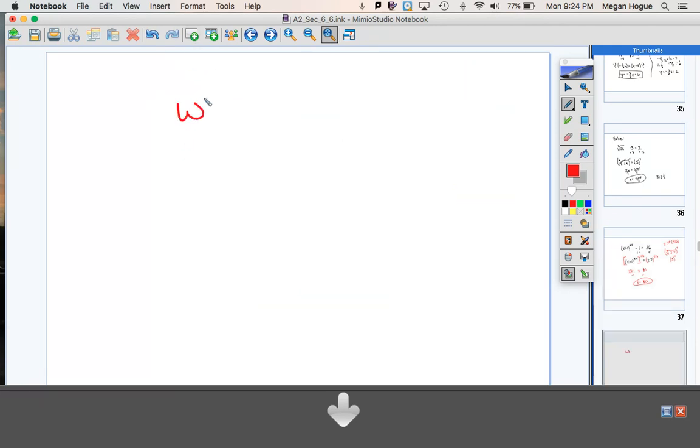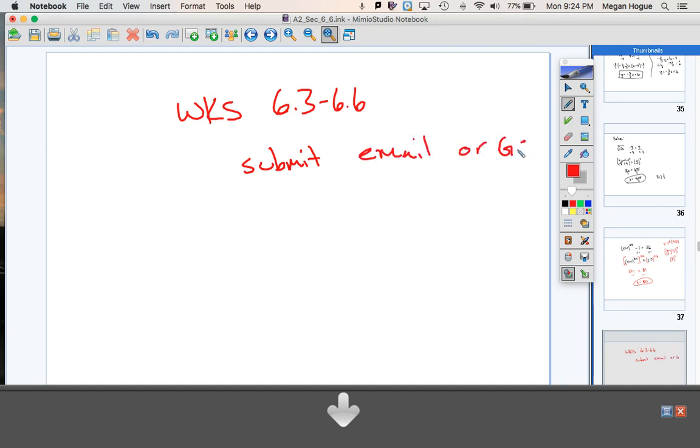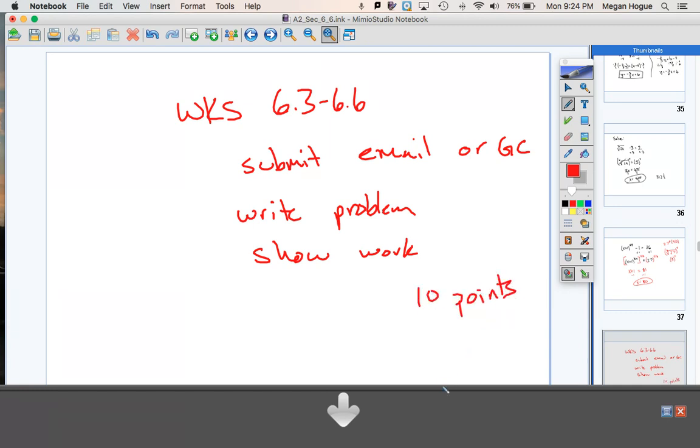Your assignment is going to be to do worksheet 6.3 to 6.6. You're going to submit that either by email or Google Classroom. Remember to write the problem, show work, and I'll grade it like a normal homework. Turning it in, you're going to get 8 points. I'll grade 1 or 2 problems for correctness. That will make it worth 10 points.